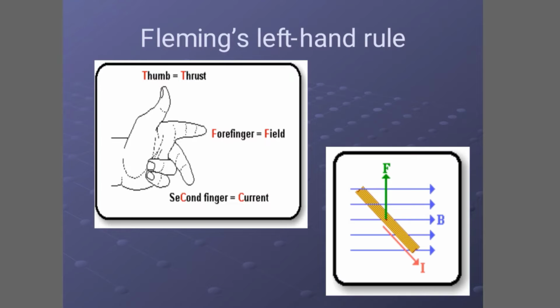Fleming's left hand rule is also called the father, mother, child rule. Here the thumb is called the father, which is the thrust or force. The forefinger is called the mother, which is the magnetic field, and the middle finger is called the child, which is the current. So BIL or F.